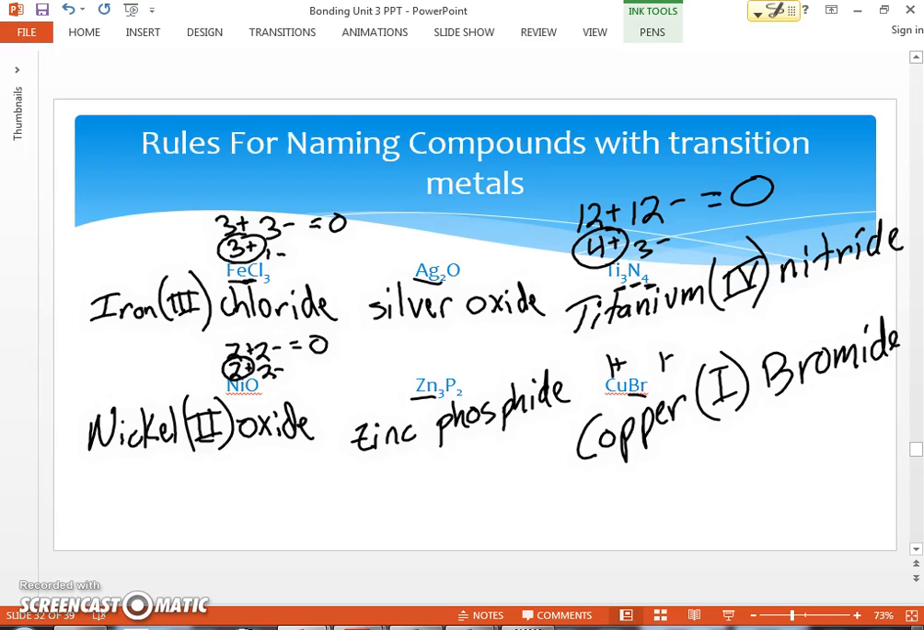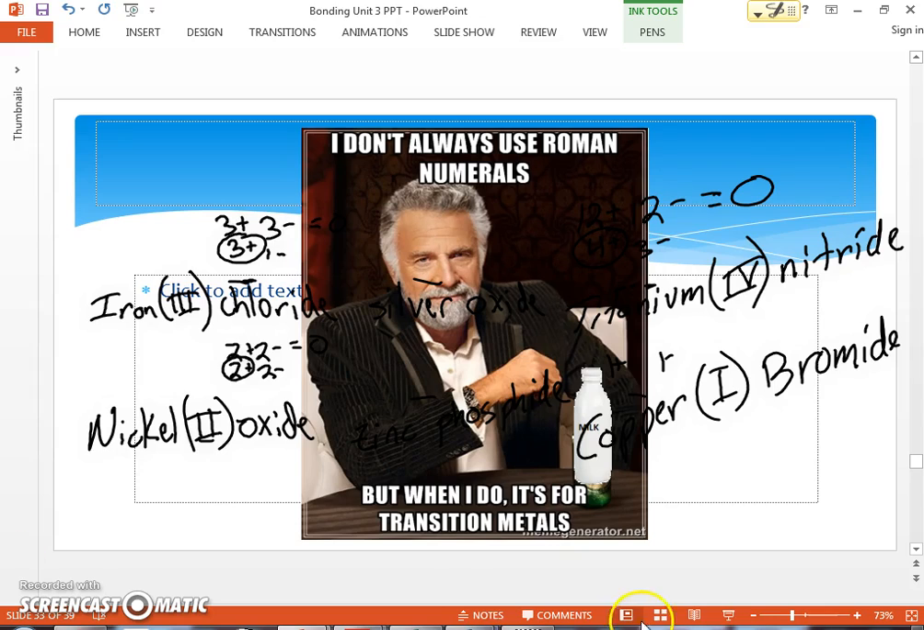And there will be a second video on how you do the opposite, how you write the formulas from the name, so use that as practice. Remember, only use Roman numerals for transitions, and not even all of the transitions, just the ones that aren't silver and zinc.